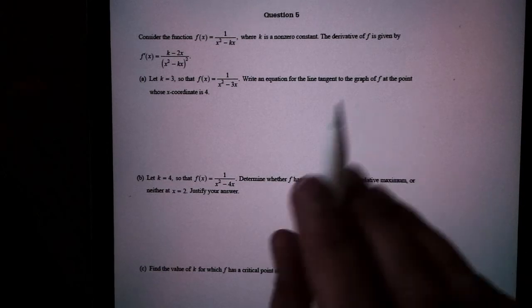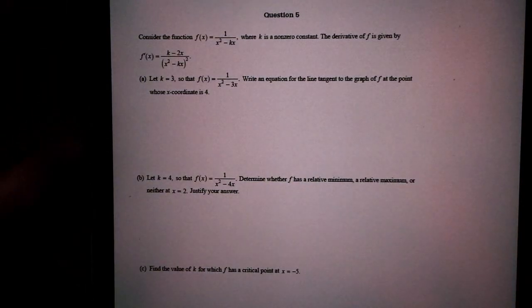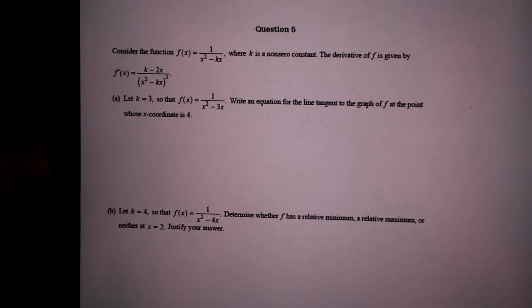We're told to consider the function. I always like it when they tell me to consider something. I've considered it, and I'm done with it.